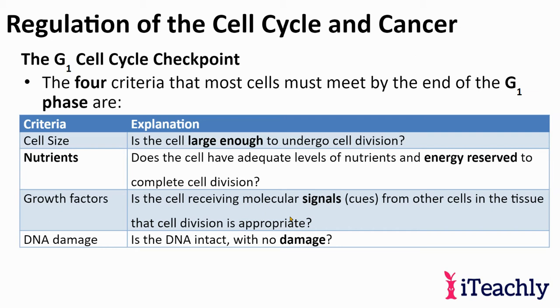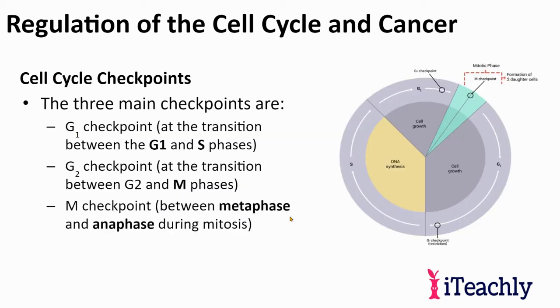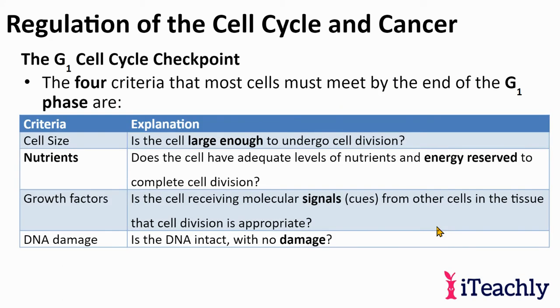All right. So here are the four criteria that most cells must meet by the end of G1 phase. G1 is down here just before you start DNA synthesis. Is the cell large enough to undergo cell division? Does the cell have adequate levels of nutrients and energy reserves to complete cell division? Is the cell receiving molecular signals, which could be ligands or outside cues from other cells in the tissue, that cell division is appropriate? And is the DNA intact with no damage? So you don't want any mutations in your DNA.